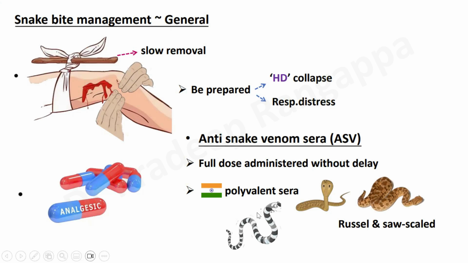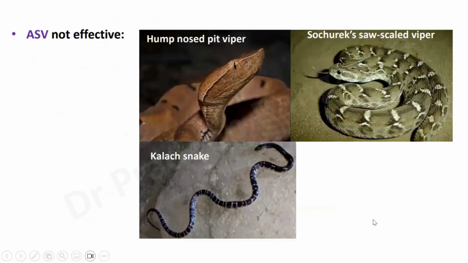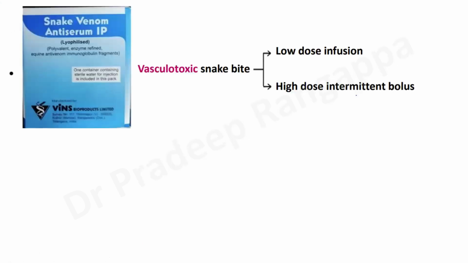In India, we have a polyvalent sera to cover for the krait bite, to cover for the cobra, and to cover for the vipers, Russell's and saw-scaled viper. ASV is not effective against some of the snakes that are present in India. Hump-nosed pit viper, ASV is not effective. ASV is not effective against the Sochurek's saw-scaled viper and on a type of krait called the Kalat snake, which is present in West Bengal. So these are some of the unique snakes against which ASV is not effective.